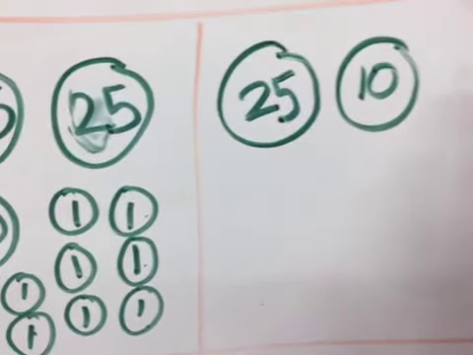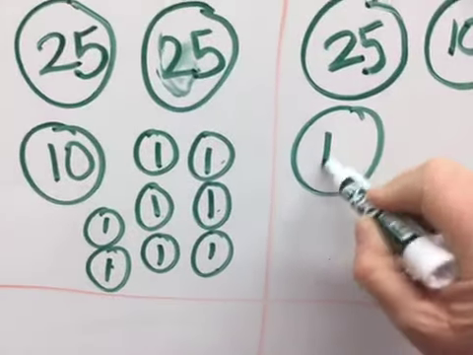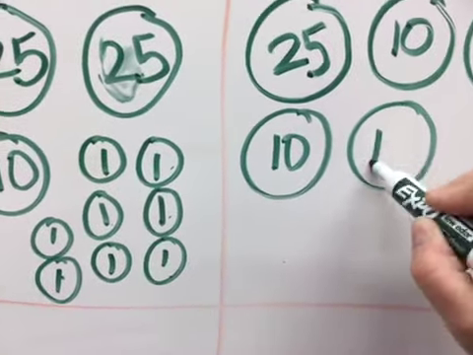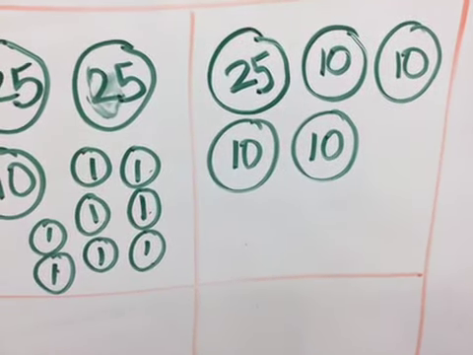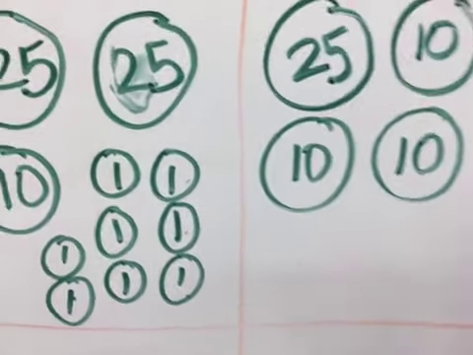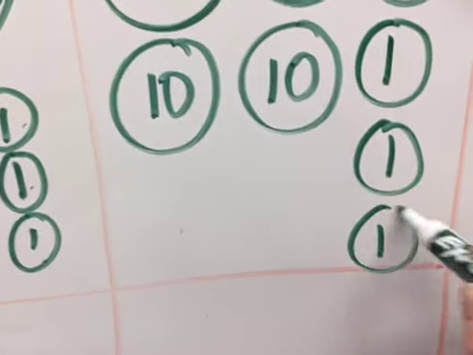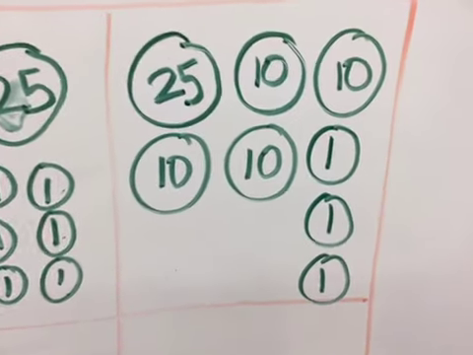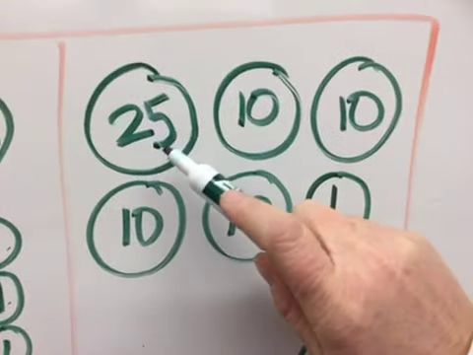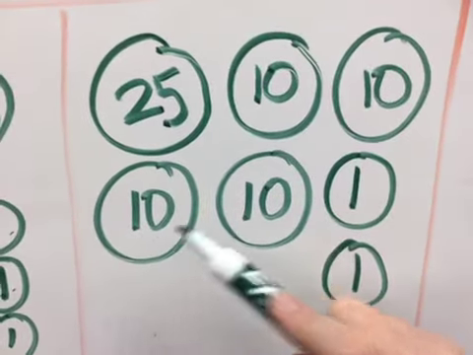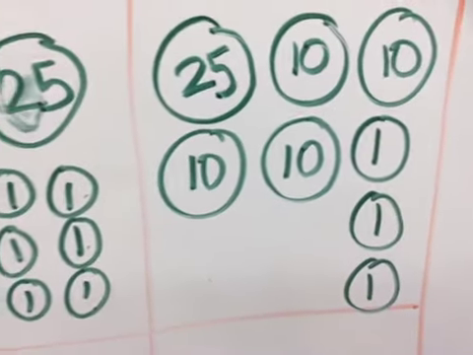25, 35, 45, 55, 65. So I'm at 65. And I need how much more to get to 68? 65, 66, 67, 68. Now I showed another way to make 68 cents. Let me count to double check. 25, 35, 45, 55, 65, 66, 67, 68.